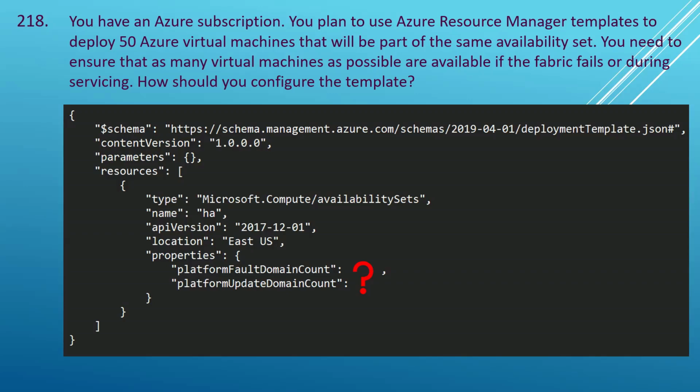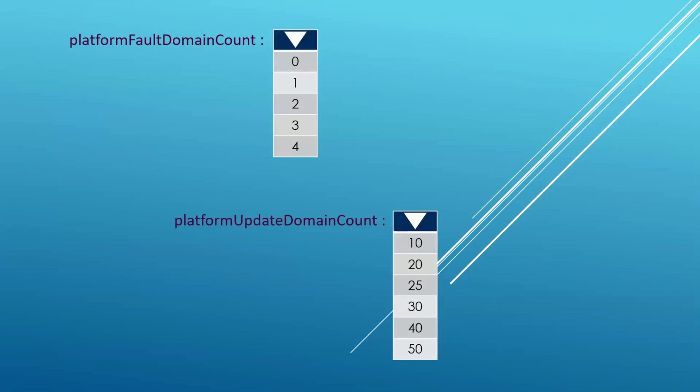In front of you is a template in which you can see the type denotes that availability sets are being created, and the location of the availability set is East US. In the properties, it is defined that platform fault domain count and platform update domain count are to be determined. So based on this, the question is, how many platform fault domain count and how many platform update domain count should you choose? And friends, the correct answers here are 3 fault domain count and 20 update domain count.